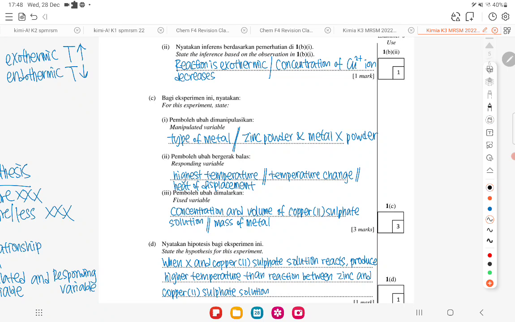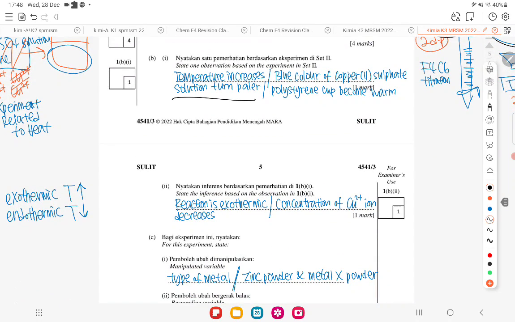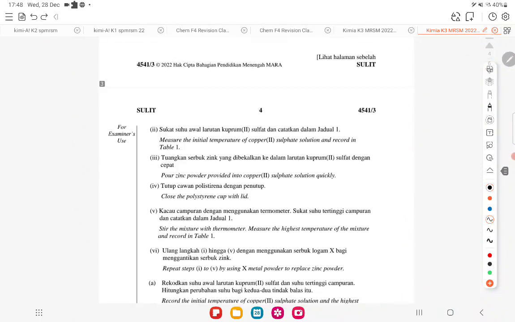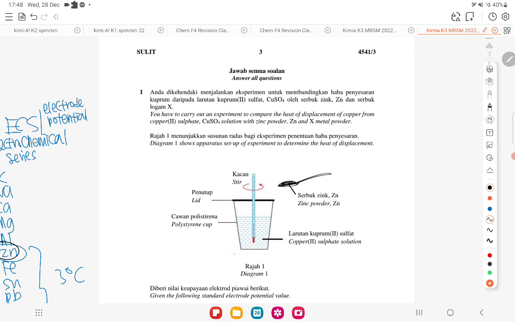Like temperature increase, inference. Why? Why temperature increase? Exothermic. Why the blue color become paler? Blue color comes from Cu2 plus. So when blue color becomes lighter, it is because Cu2 plus becomes lesser. Okay? So something like that, okay? So remember, at the end of the day, when you do your paper 3, don't make it too complicated. Remember, don't make it too complicated.